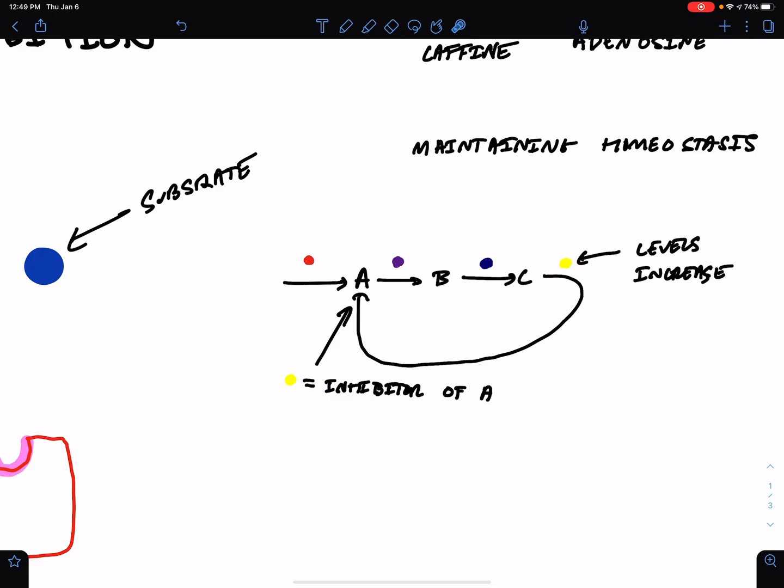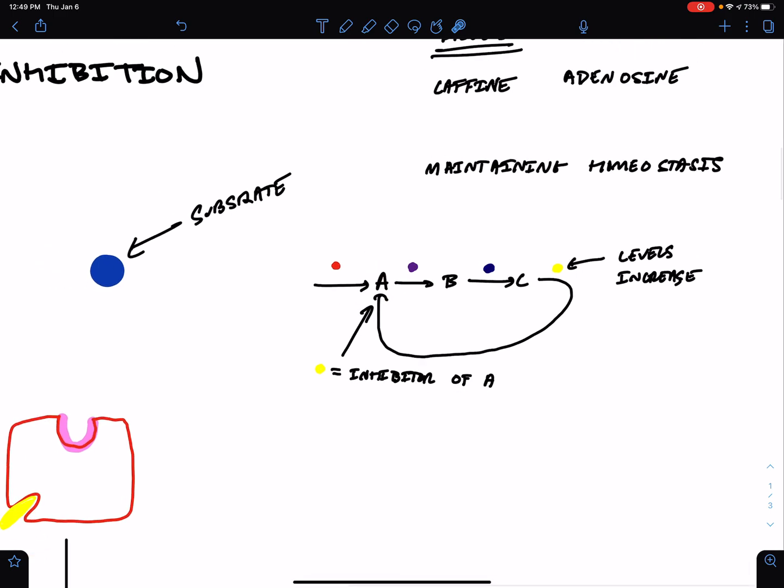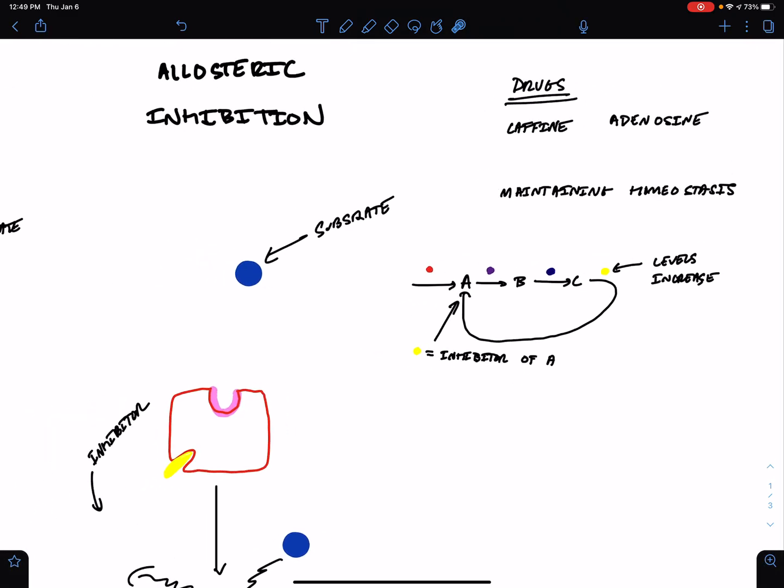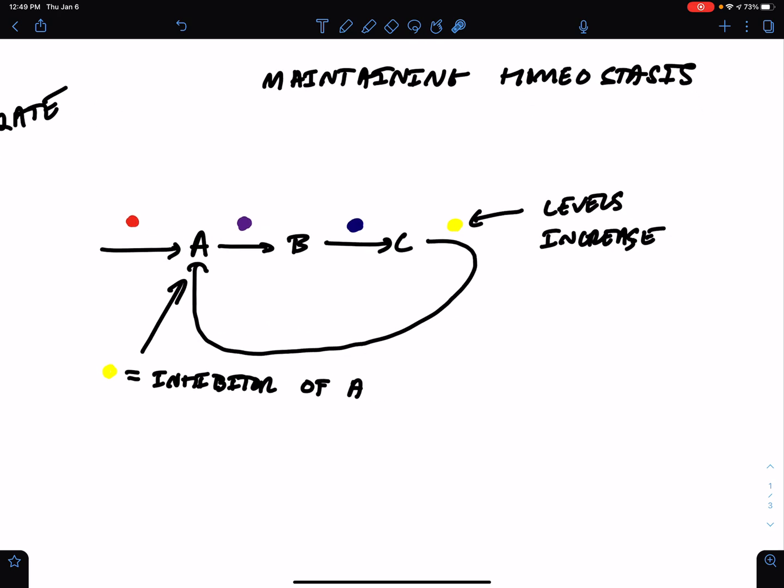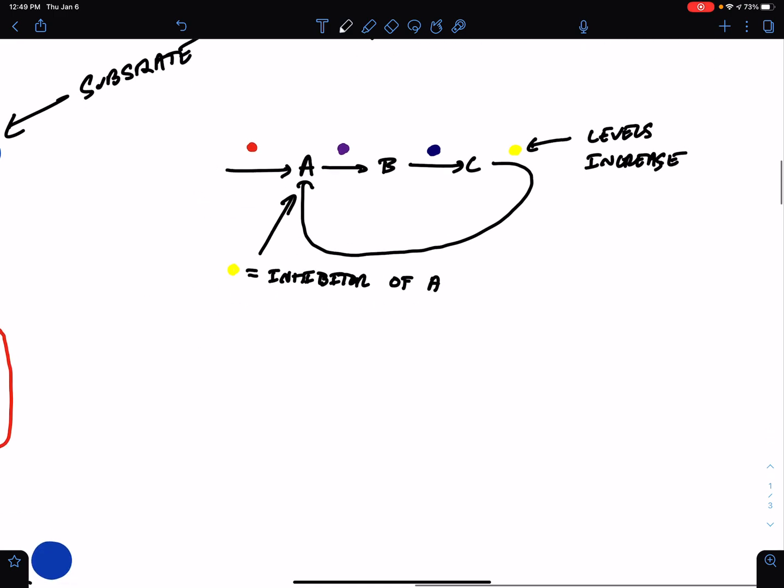Maybe over time, the yellow product will be degraded in our body, and so levels of the yellow product will decrease, and that will relieve the inhibition on A, and then A will once again convert red to purple to blue, which will then build up the levels of yellow again, and then once again, yellow will inhibit A and will stop the process. So this is a way that we can control the amount of product made in our body. And this idea is called end product inhibition.